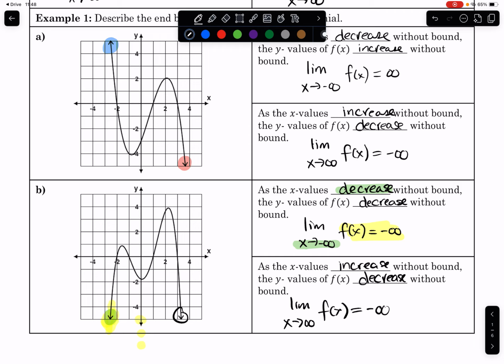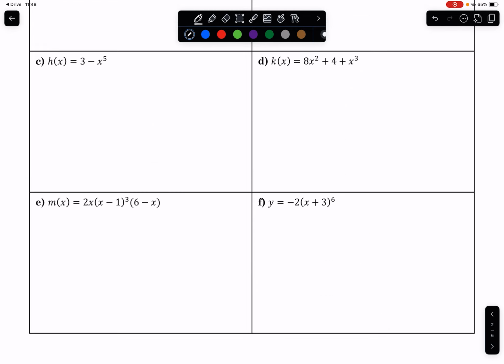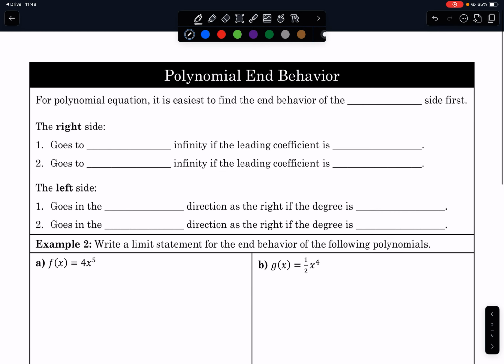Let's go to the next page now. Let's look at other examples, but this time let's look at examples without the graph, okay?